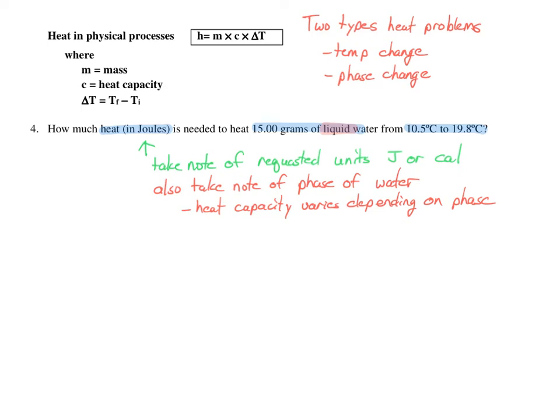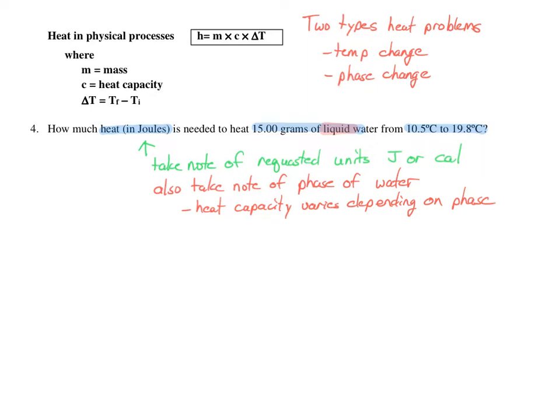We're going to do a number of problems where we're working with the heat in physical processes. Now there's two basic types that we're going to encounter. This is of the first type. There's a temperature change occurring. Another type that we'll see later is heat involved in a phase change.